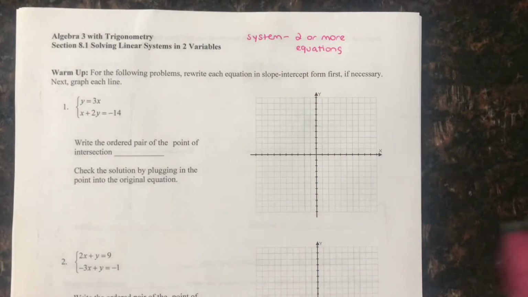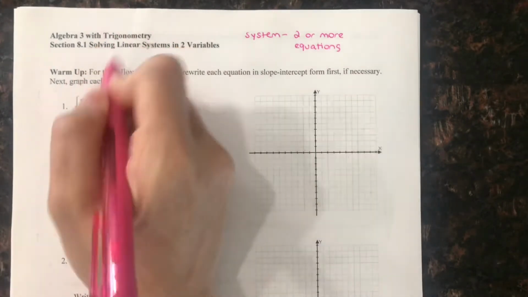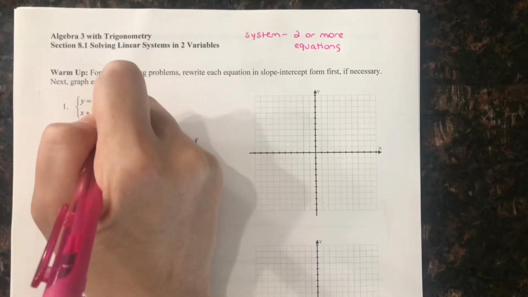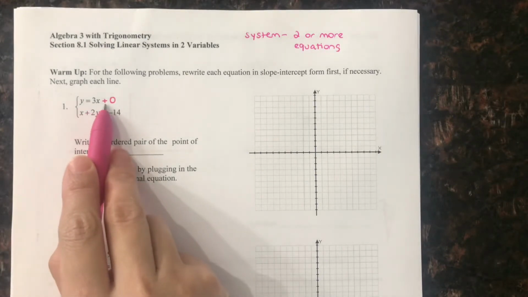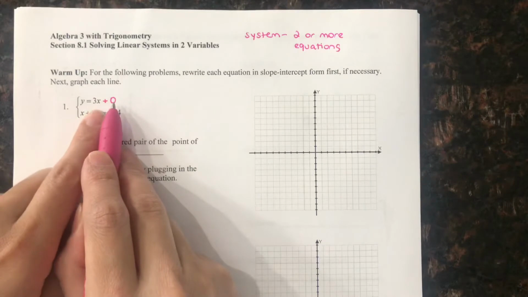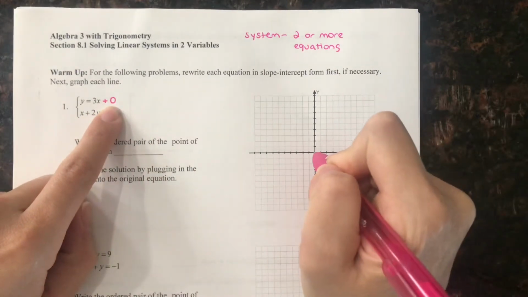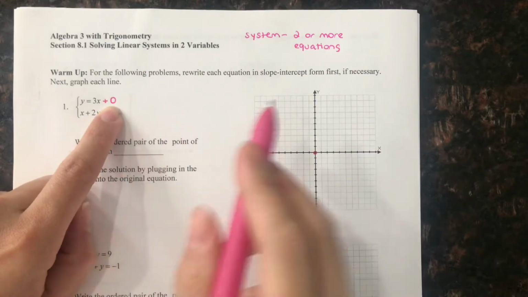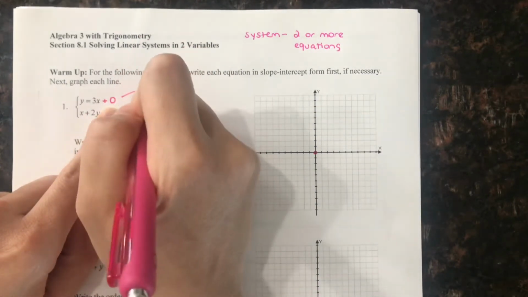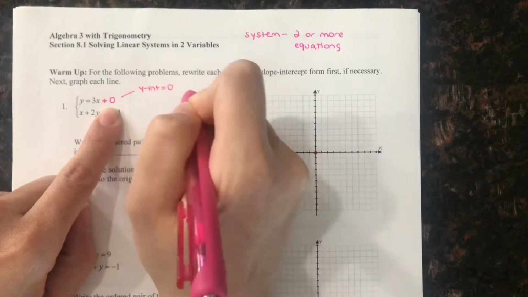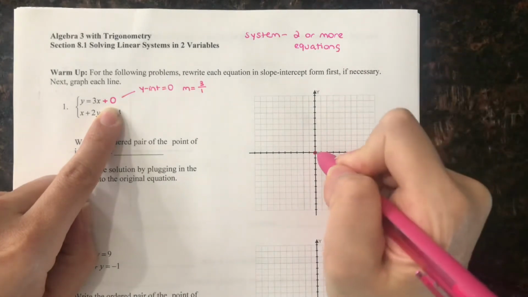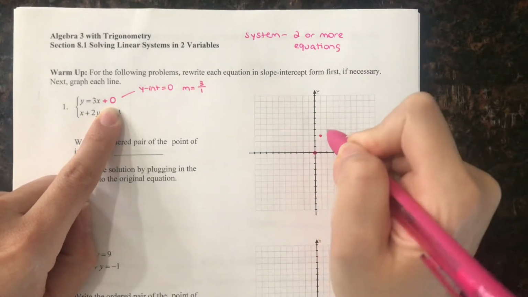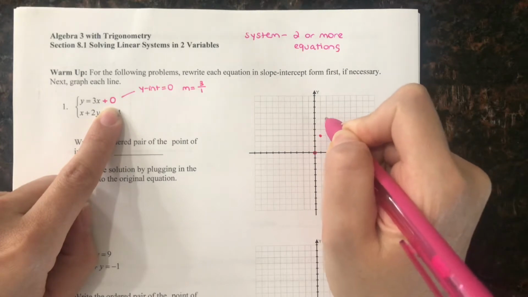Okay, so this first system has y equals 3x. And if we look at that equation, it actually is in slope-intercept form. The b value is just 0, so we have y equals 3x plus 0. That means when I'm graphing, the y-intercept is 0, and the slope is positive 3, or we could write that as 3 over 1. So that tells me I'm going up 3 over 1, up 3 over 1.